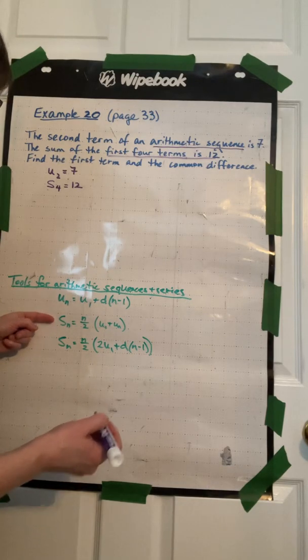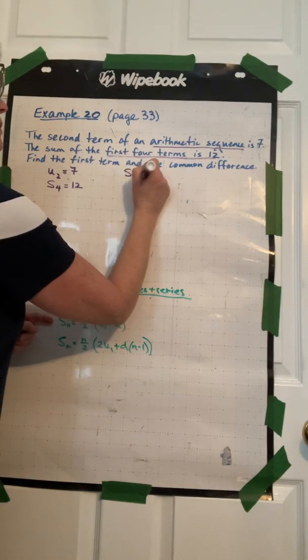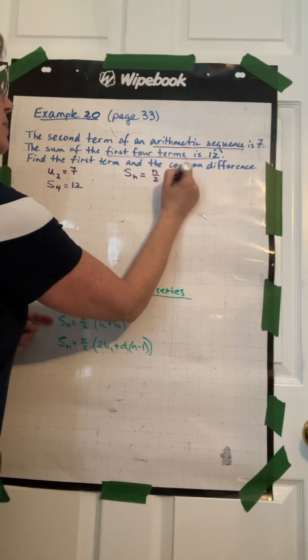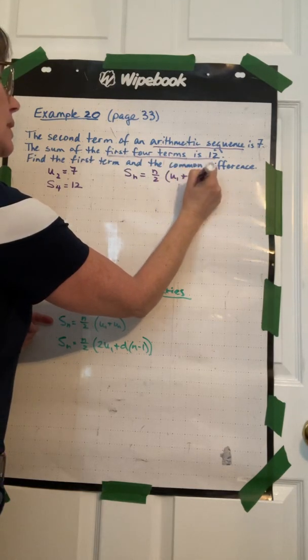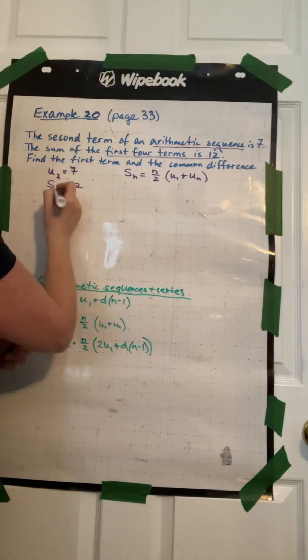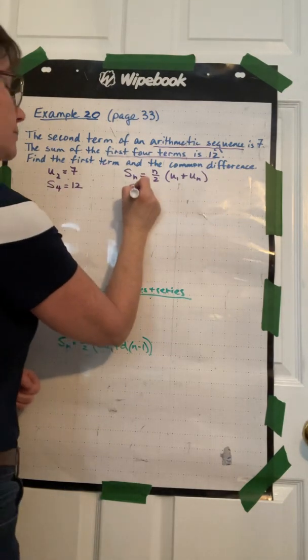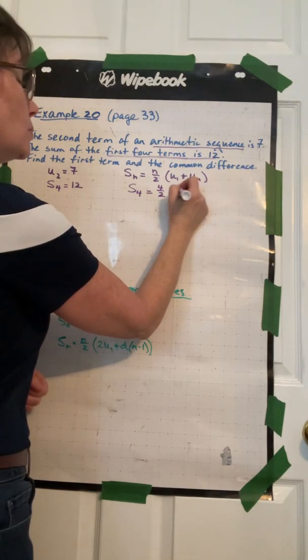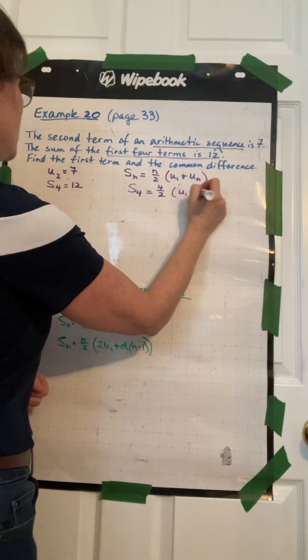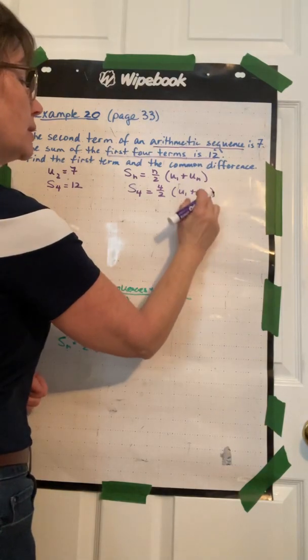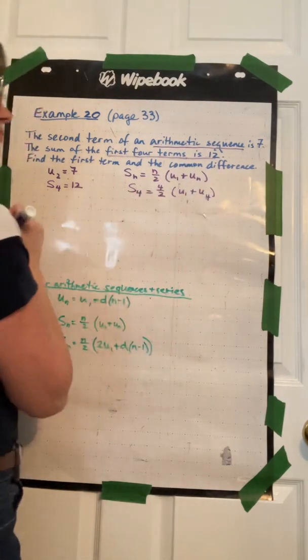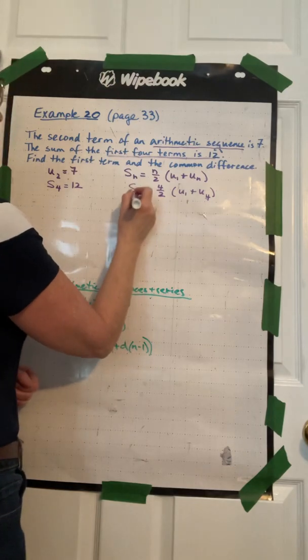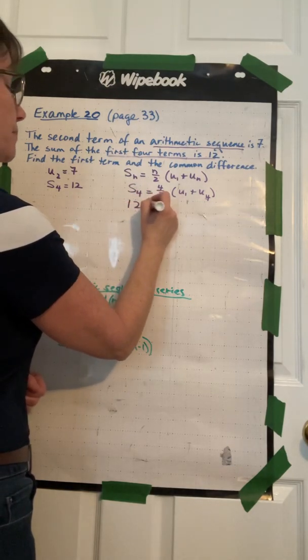Let's start with Sn equals n over 2 (u1 plus un). Okay, for S4, we would know that n is 4. We don't know what u1 is. We don't know what un is. That would be u4. Okay, but we do know S4 is 12.